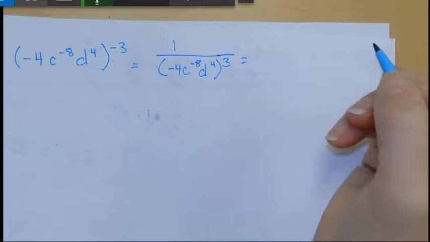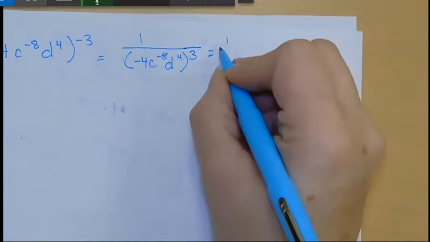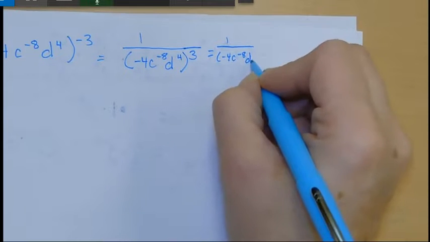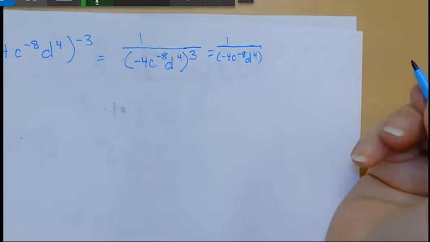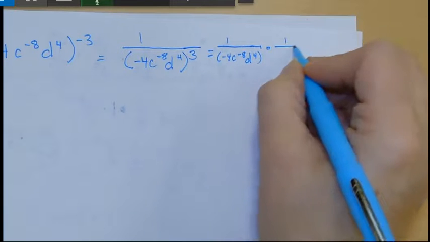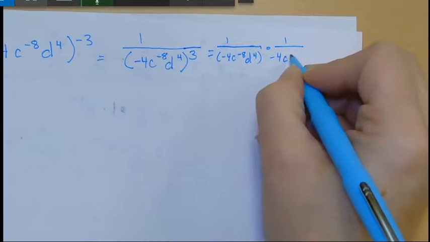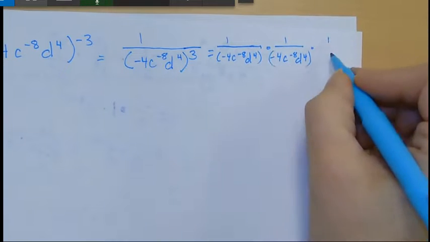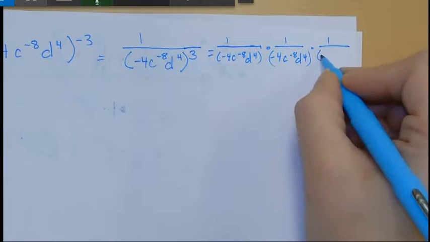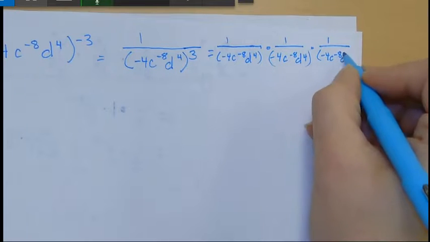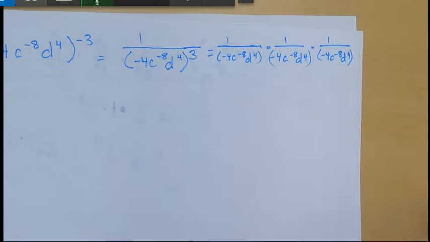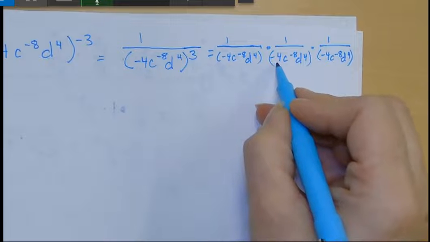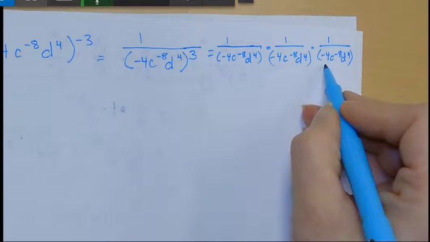So we know that what this looks like is 1 over negative 4, c to the negative 8, d to the 4, times itself 3 times: times 1 over negative 4 times c to the negative 8 times d to the 4. So in expanded form, I can see that I have negative 4 times negative 4, that's positive 16, times negative 4 is negative 64 again.